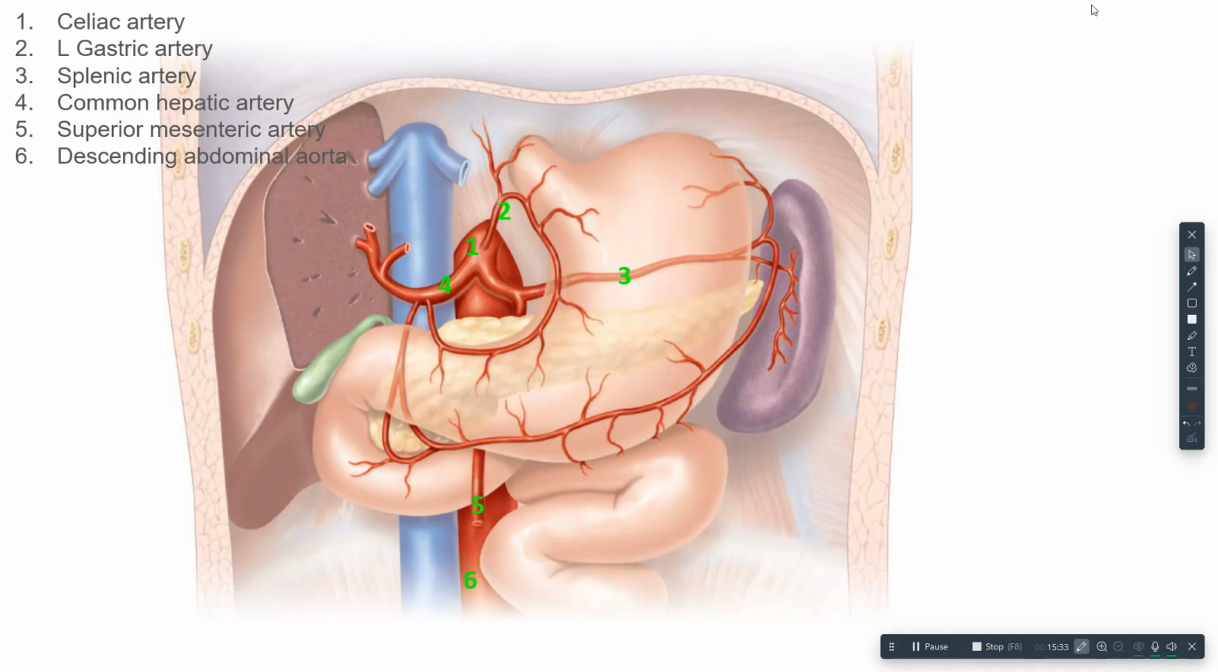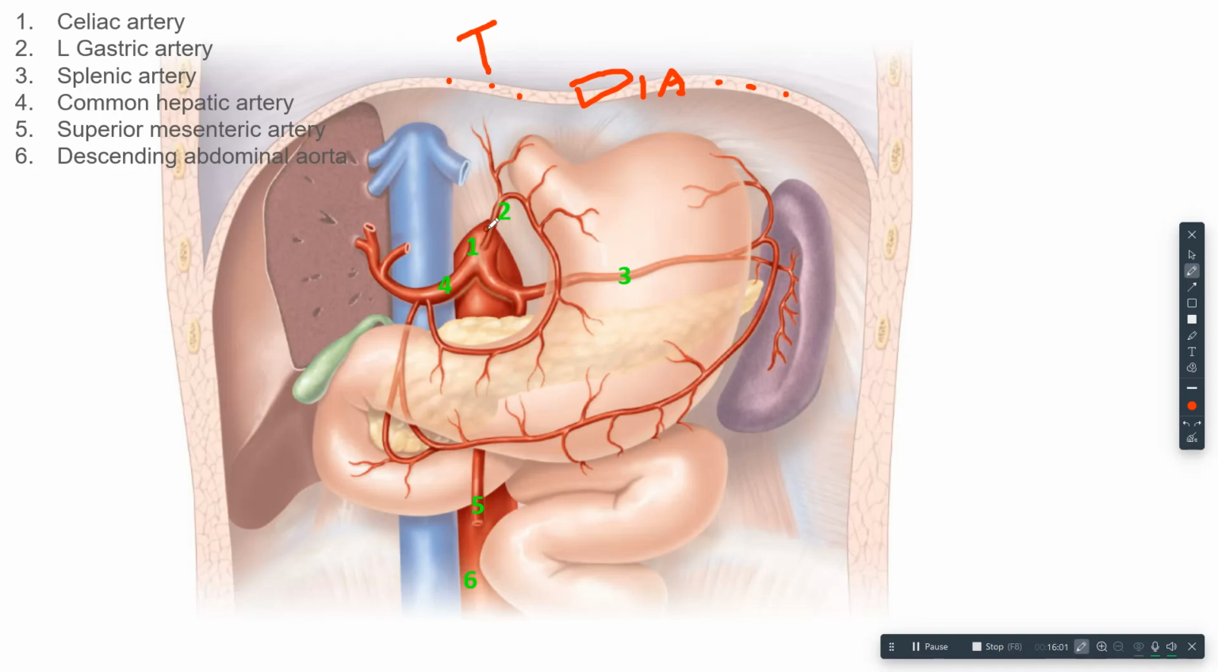So what I've got here is, let's orient ourselves a little bit. Right here, I got the diaphragm. This is my diaphragm right here, separating my thoracic cavity above and my abdominal cavity down here. So this big red guy back here, that is my descending abdominal aorta.